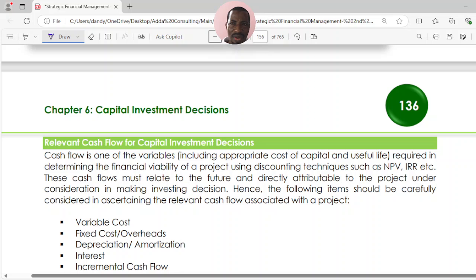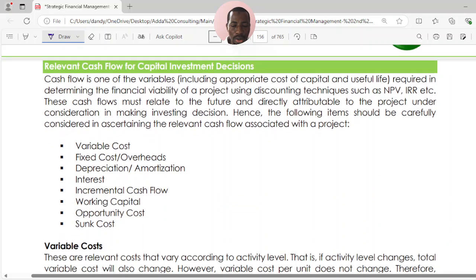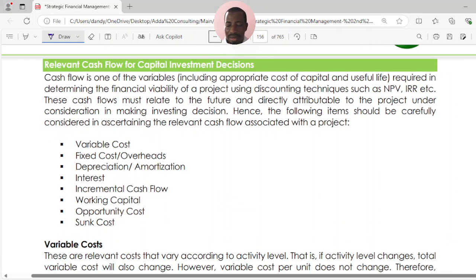Because on the day of your exam, the examiner will put in different kinds of cash flows, relevant and irrelevant. So you have the responsibility to be able to identify which of those cash flows are relevant, which of them are not relevant. So I've taken my time to explain in detail about 7 or 8 line items that you should look at that are very common in a question, and how you are going to treat each of them. All right. So the first item is variable cost.